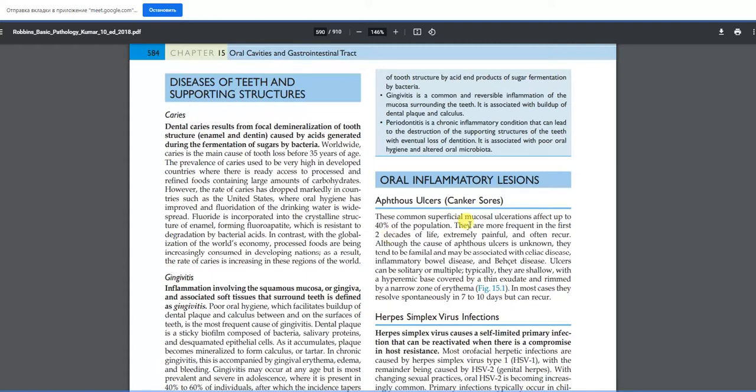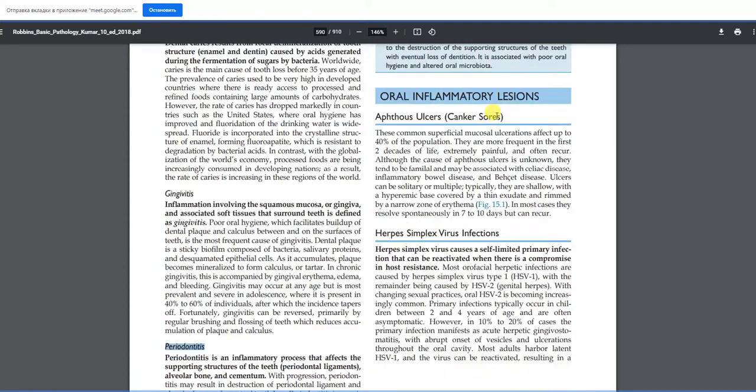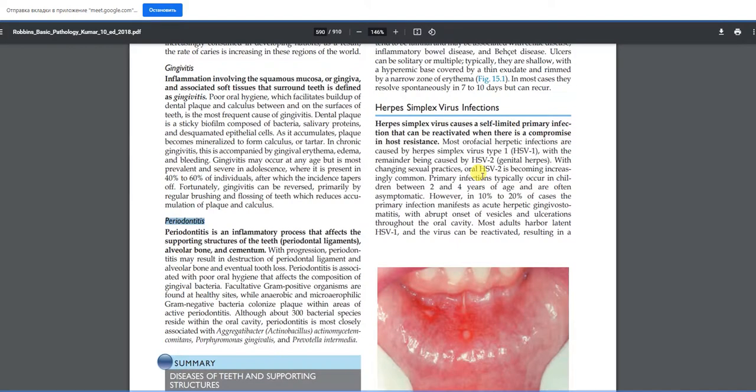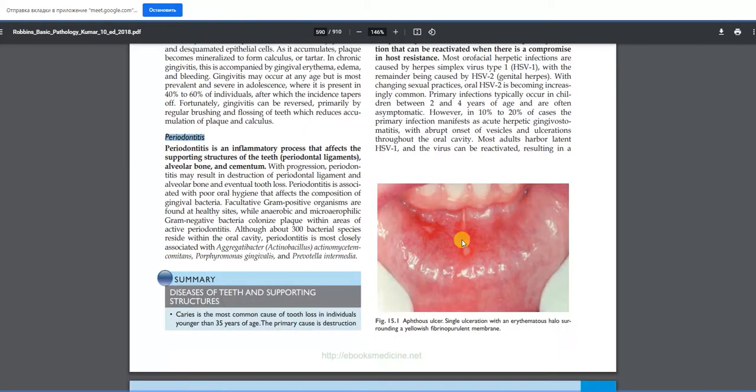Oral inflammatory lesions. We have aphthous ulcer, a canker sore. Here is an image of an aphthous ulcer. Maybe some of you had it. It's unclear what the cause of it is, might be some injury, might be some chemical lesion. The cause is unclear, but we have it, and we can clear it just by the use of anti-inflammatory smears.